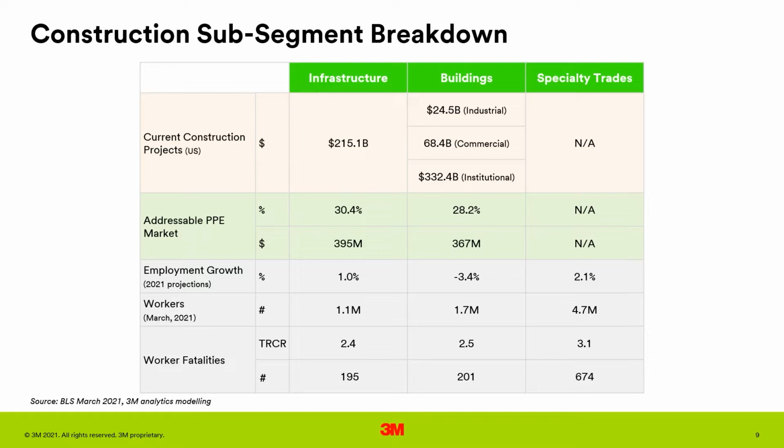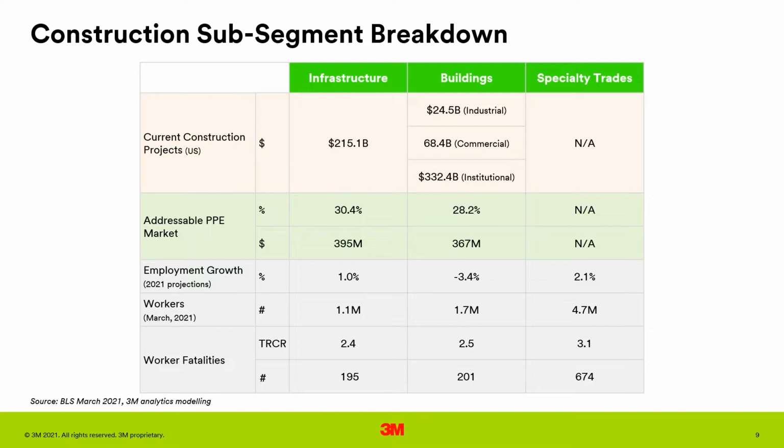Employment growth also in infrastructure, again, we expect to see slightly up. And then, of course, on the building side, due to a decline in some of that commercial building, we expect to see a decline in employment.